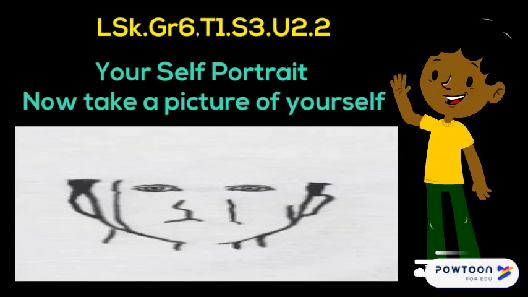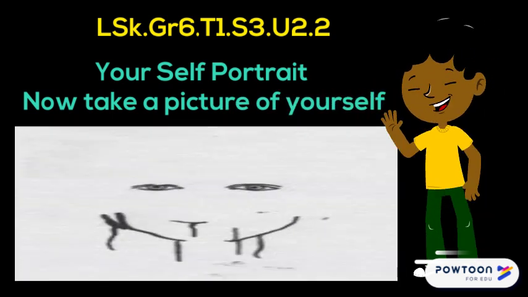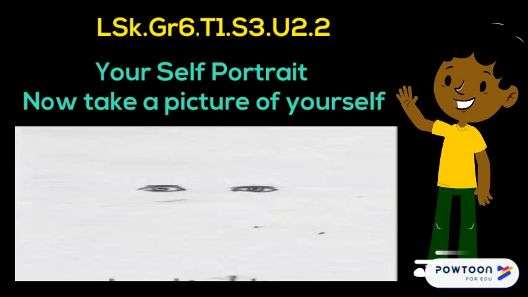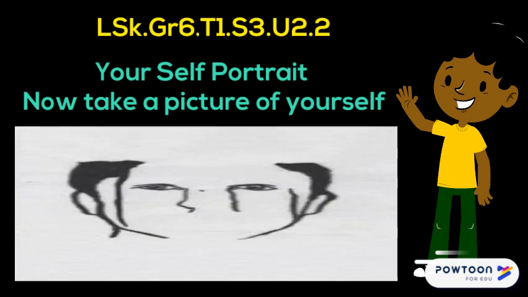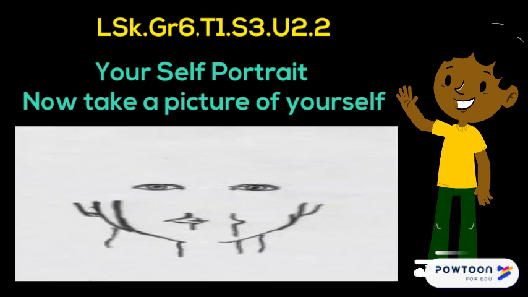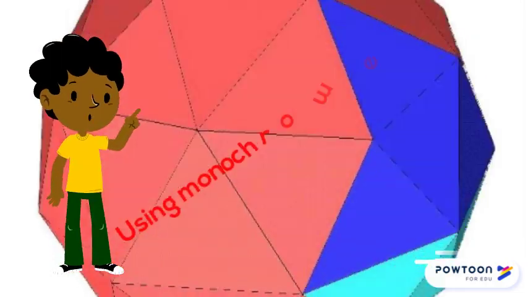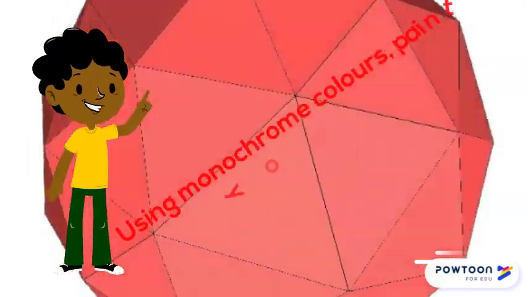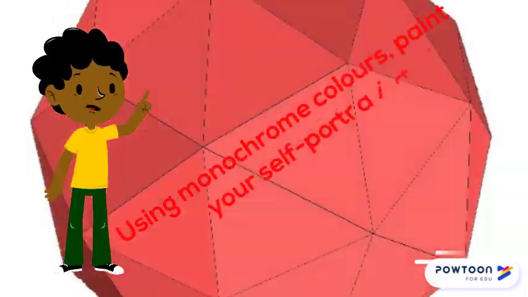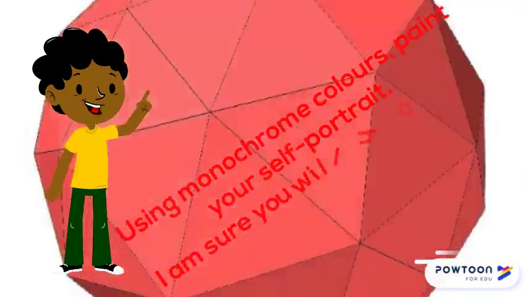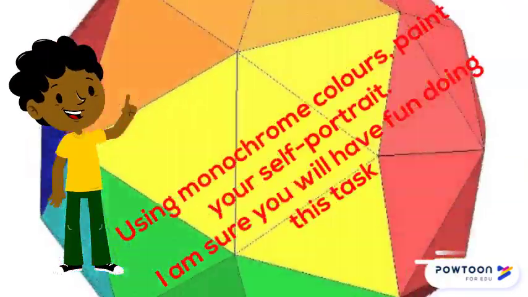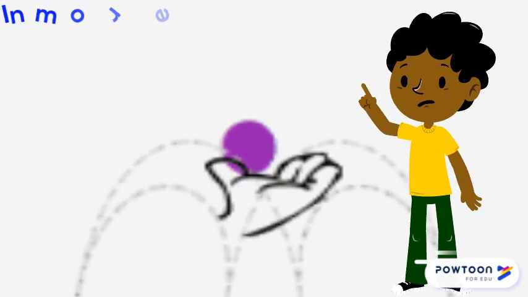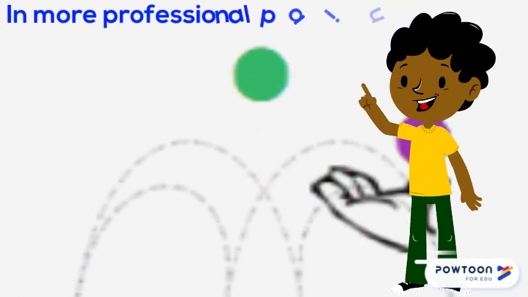In the previous part, we looked at drawing a self-portrait. Now, take a picture of yourself using the techniques described in the previous part and draw an outline of your self-portrait. Using monochrome colors, paint your self-portrait. I am sure you will have fun doing this task. Do not stress. If your effort is not at its best, you are a beginner, and with practice, you will get better. In more professional paintings, we see the use of texture.